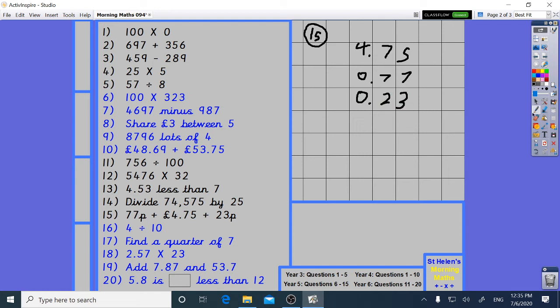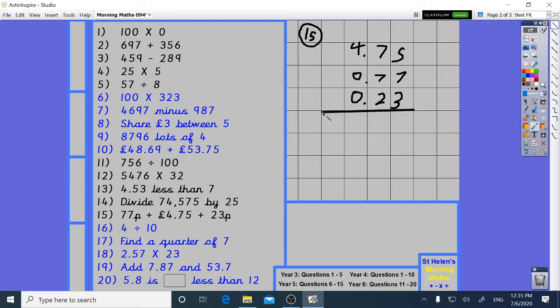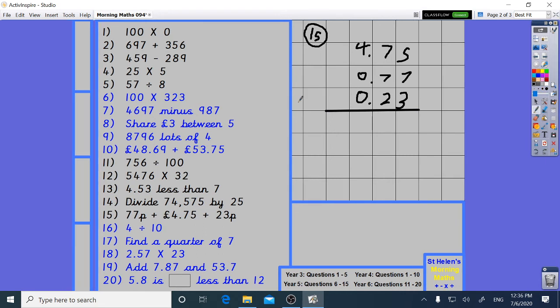0.23. The reason I'm not going to have to do a lot of adding up is because I've learnt my number bonds. I know a number bond to 100 when I see it. 77 and 23, that's a number bond to 100 or £1. So it's actually £4.75 plus £1. We get £5.75. And that's it. Much easier than trying to do all that adding up, and avoids any mistakes with carrying.